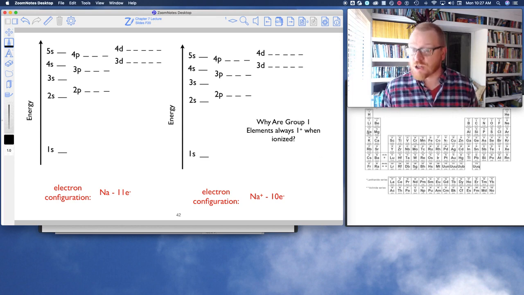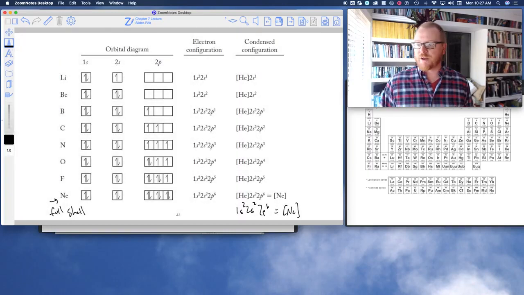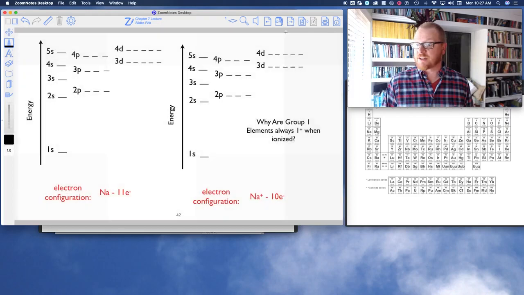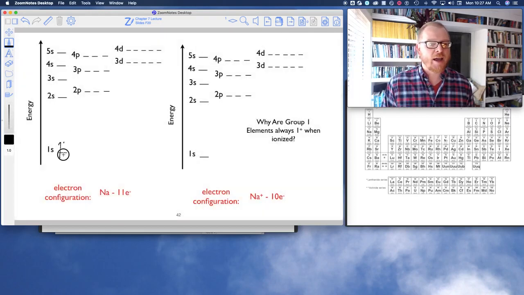Let's do sodium. We know that we filled it up to neon. We know neon is 1s2, 2s2, 2p6. So let's do that. Here's my 1s2. Here's my 2s2. Here's my 2p6.